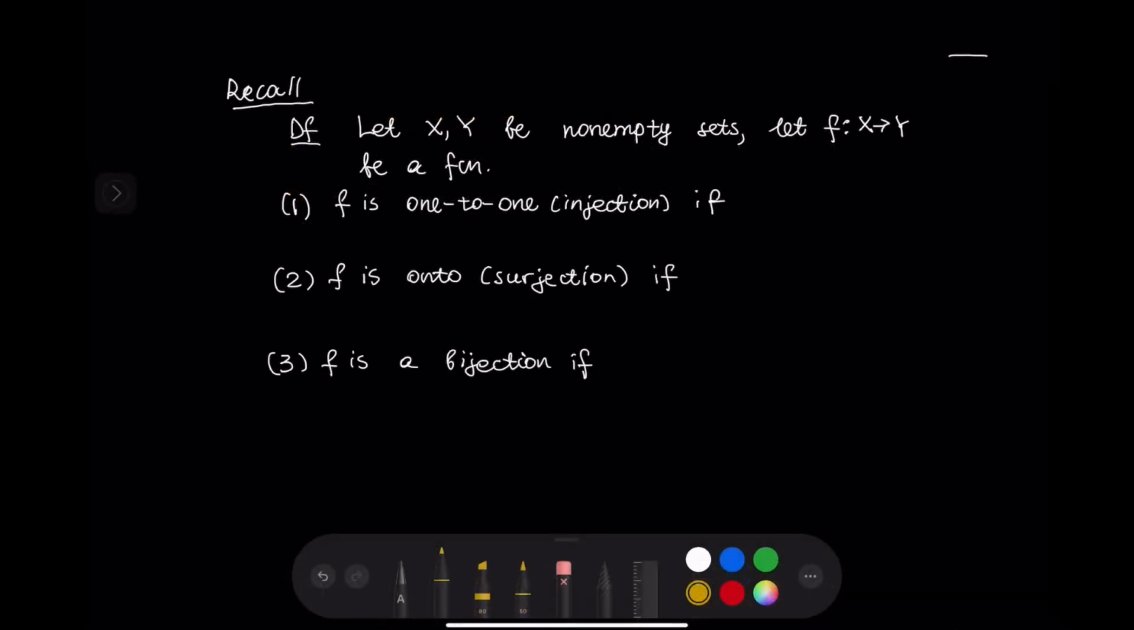Before we proceed further, let us recall what a one-to-one function is, what an onto function is, and what a bijection is. These definitions were given in the previous lecture, lecture 9, and the link to this lecture is provided in the description of this video in case you want to watch it. But we are going to review these definitions here.